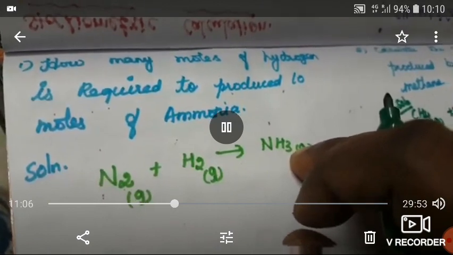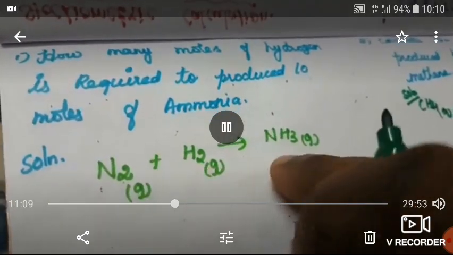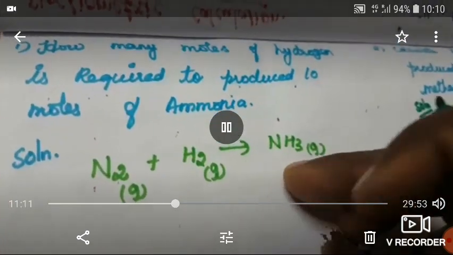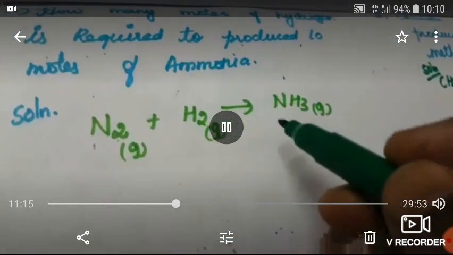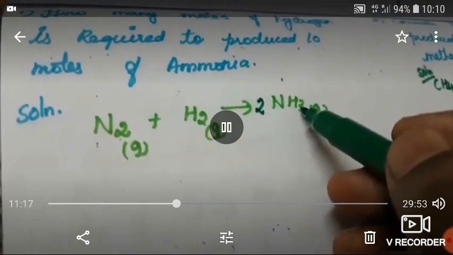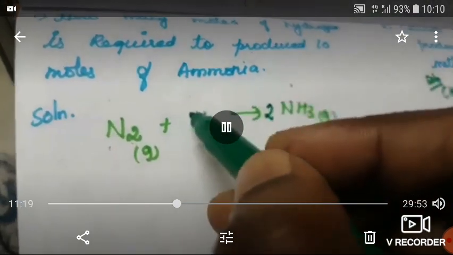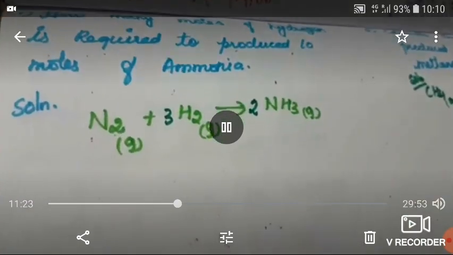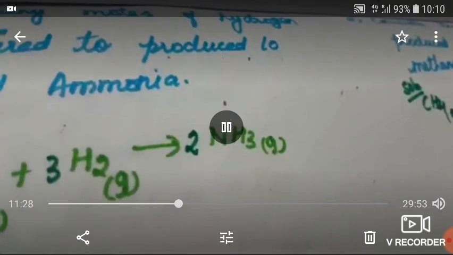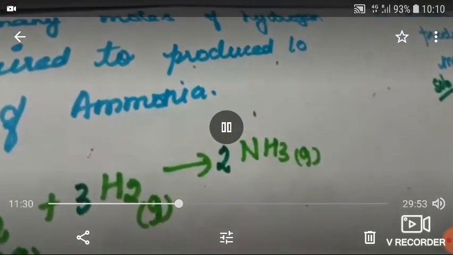Now balancing the equation, write the stoichiometric equation. 1 mole of nitrogen, 3 moles of hydrogen. To balance the equation, 2 nitrogen is there, so 2 moles of ammonia; hydrogen is 3 moles, totally 6 hydrogen, right? So 2 moles of ammonia need 3 moles of hydrogen.